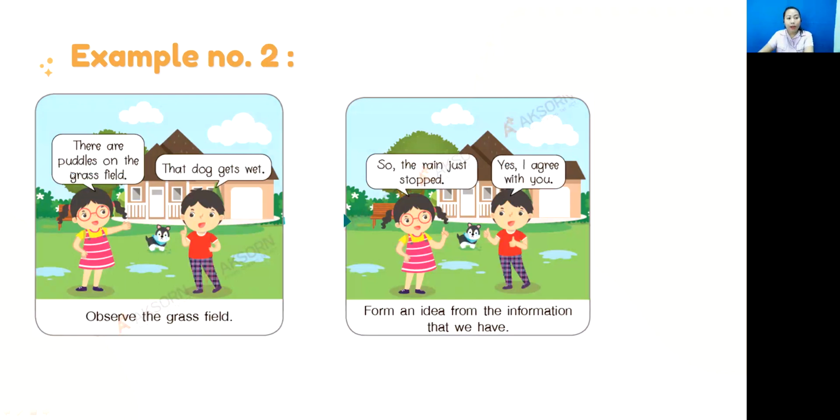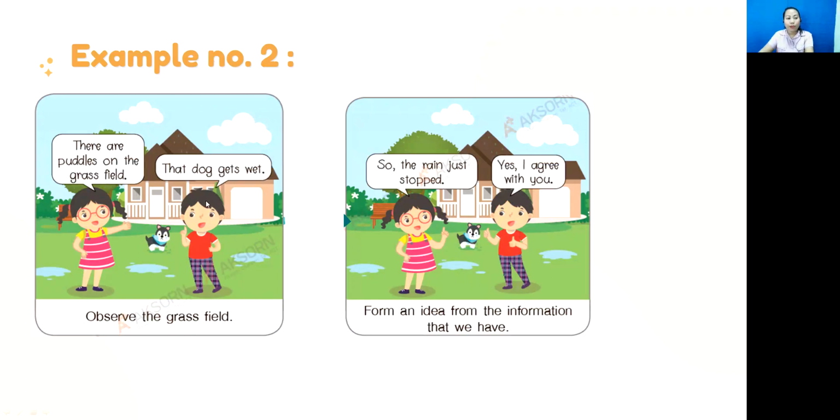So there are puddles on the grass fields. This one, look, there is some water. Okay, that dog gets wet. So they observe the grass fields.